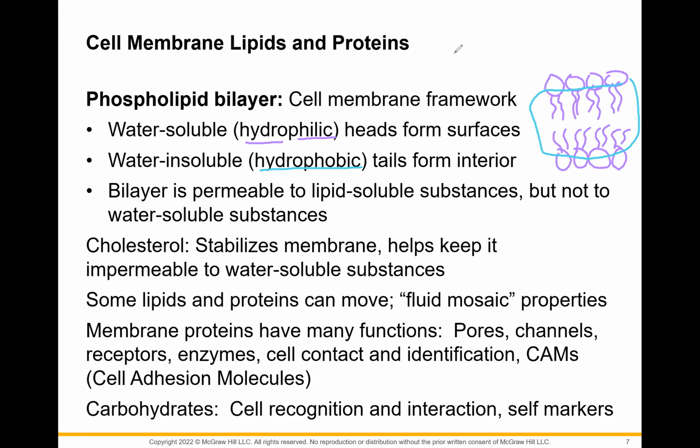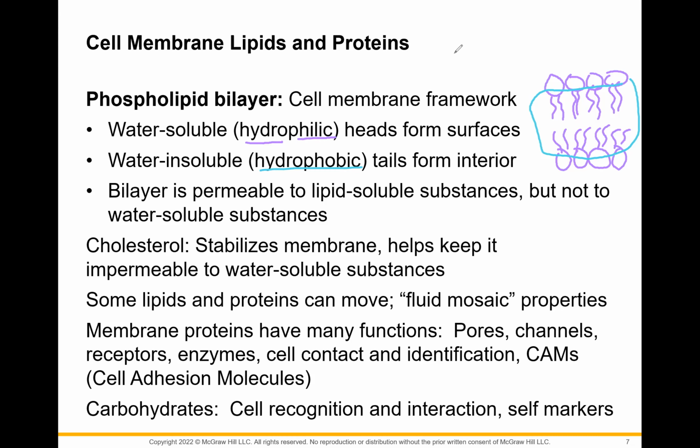So if something is lipid soluble, it will be able to go straight through the bilayer. But if something is water soluble, it's not going to be able to just pass its way through. This is why when we talk about the cell membrane, we say that it is selectively permeable. It allows for some things to go straight through, but not others.